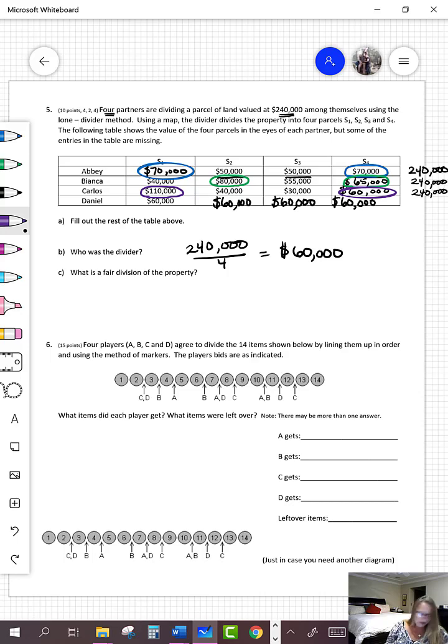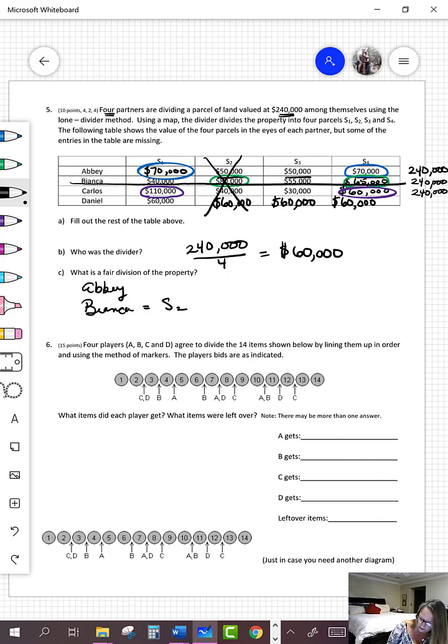Okay, so I would give Bianca S sub 2 right away. She's the only one that likes S sub 2, well, besides Daniel. So S sub 2 goes away and Bianca goes away. And so now we have Abby and we have Carlos.